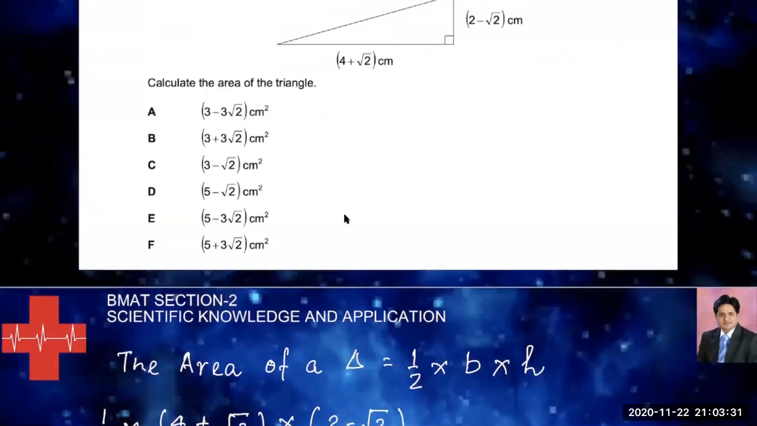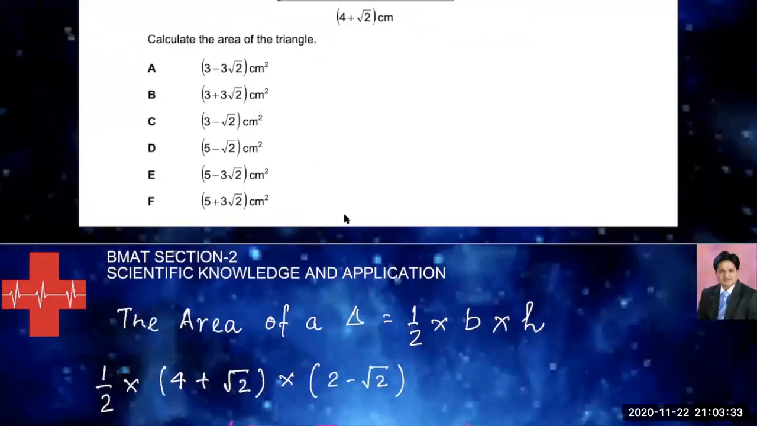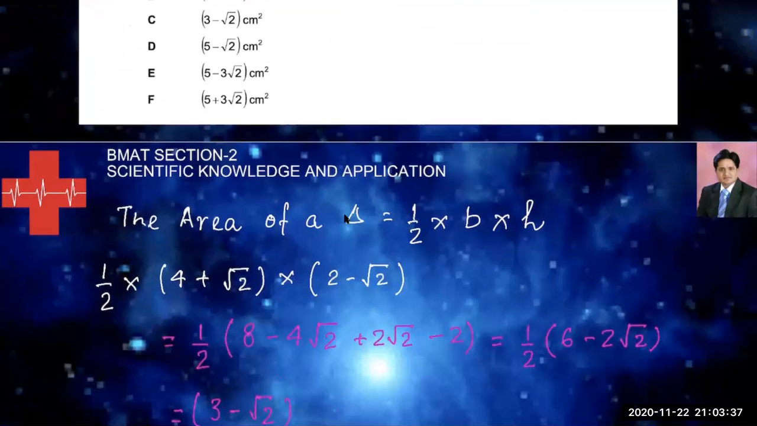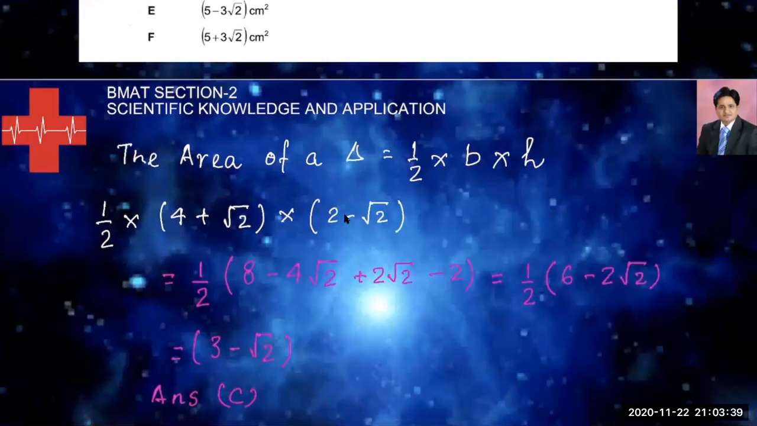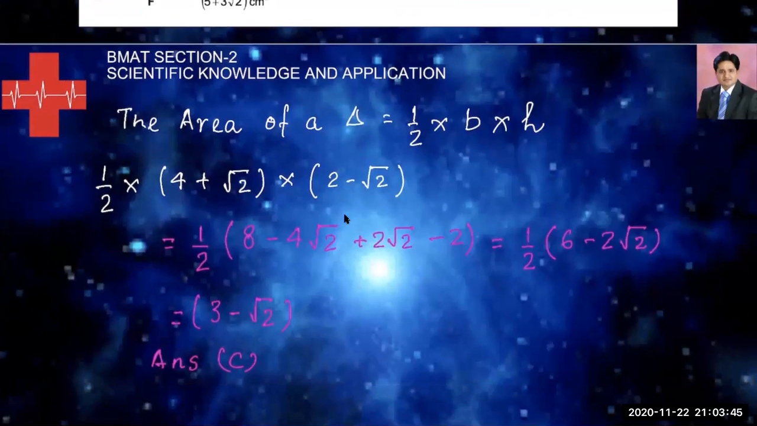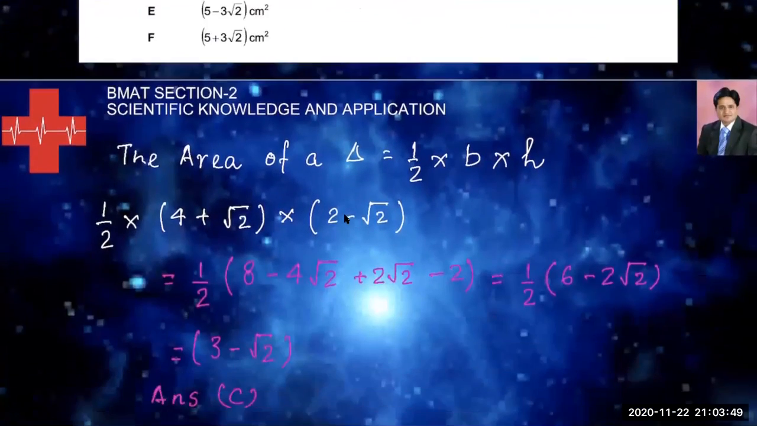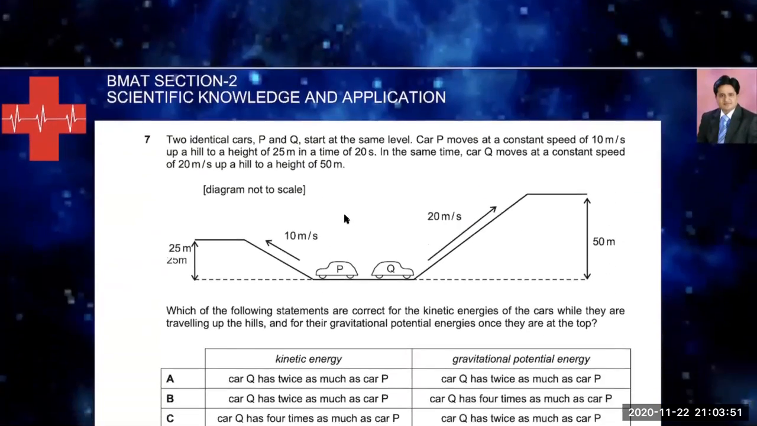So the important thing here is you need to know the formula of the triangle, and then you need to do a little bit of simplification. You should be aware how to multiply these irrational numbers. And once you know the formula and how to multiply irrational numbers, this question would be pretty straightforward.